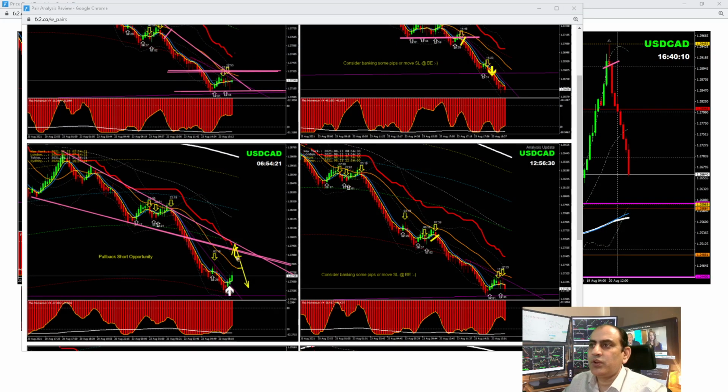look for another pullback at this level. As you can see here, price nicely developed another beautiful pullback as mentioned in the analysis. Beautiful, bank beautiful pips at the London morning session.